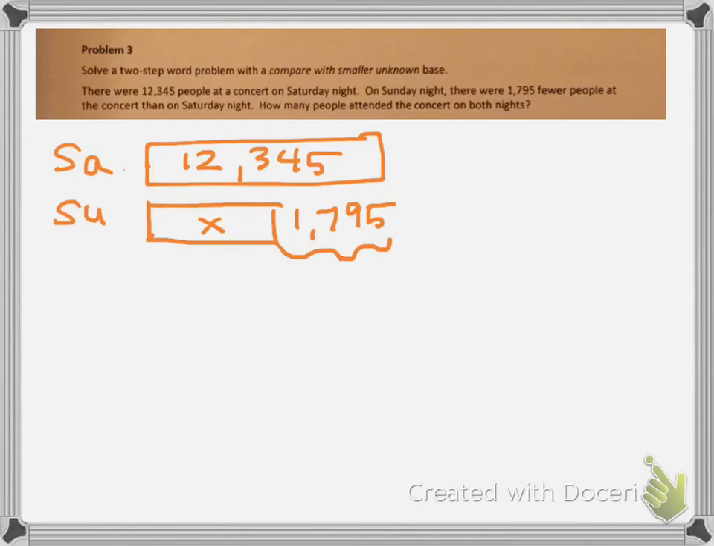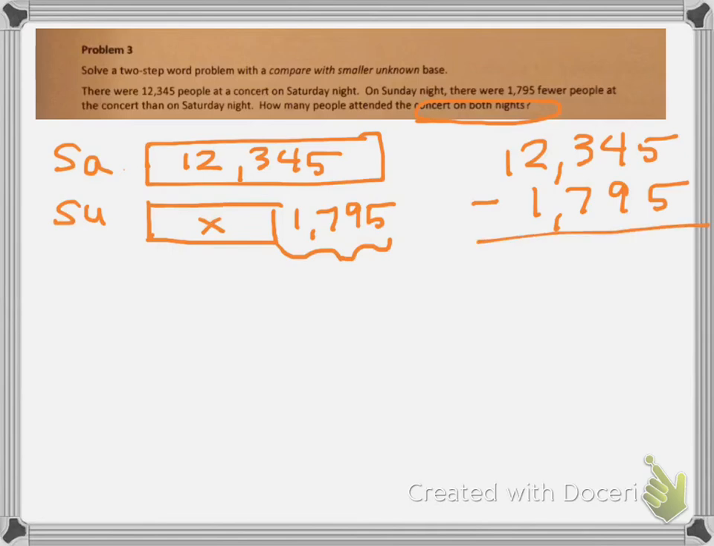So we need to do, first of all, a subtraction problem. Okay? So first we're going to figure out how many on Sunday, and then we need to see how many were on both nights. So we're going to have 2 different steps here. Okay, to solve for this first problem, we are going to take 12,345 and minus 1,795 from that number.